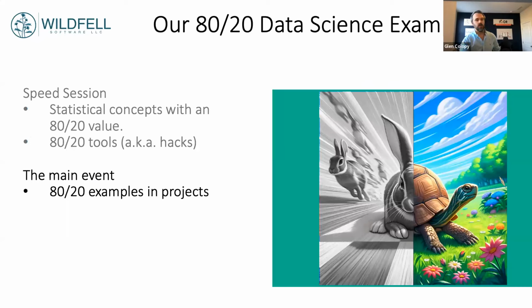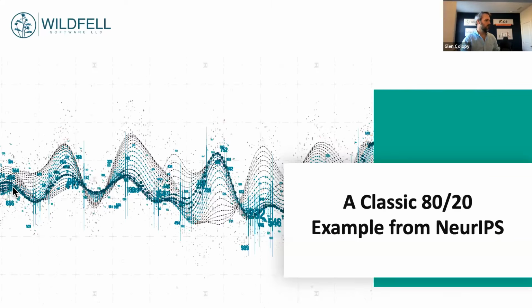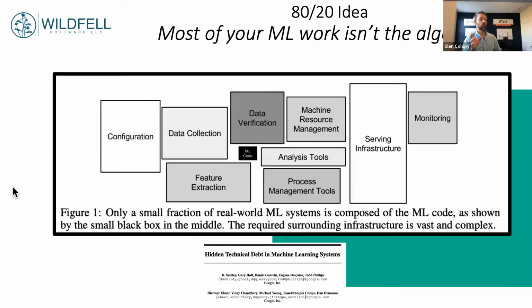All right. Now we will go on to the main event, which are the examples in projects. So now we're going to go back to the initial data science problems I talked about, and I'm going to show you some 80-20 examples from that. Oh, first, actually, I'm going to show you one from NeurIPS, just to show that I'm not the only person doing this type of stuff.